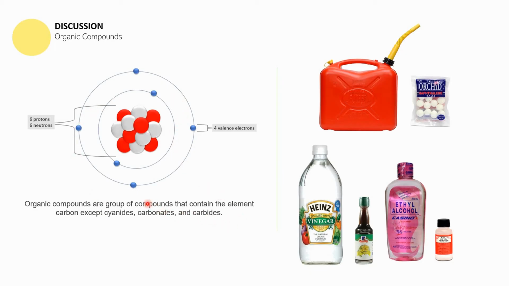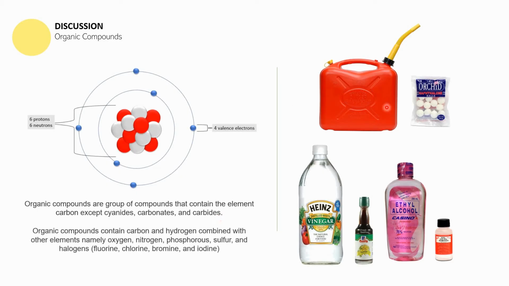Okay, so every compound that contains carbon can be called an organic compound, except for cyanide, which is carbon paired with nitrogen, carbonate, which is carbon paired with oxygen, and then carbide, which is carbon paired to itself, if I'm not mistaken. And so its common uses are the following.